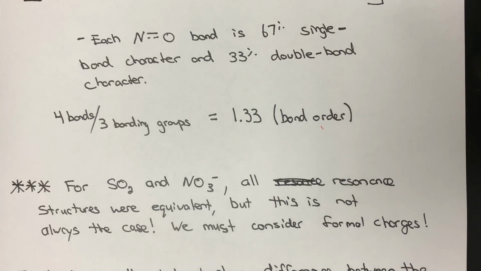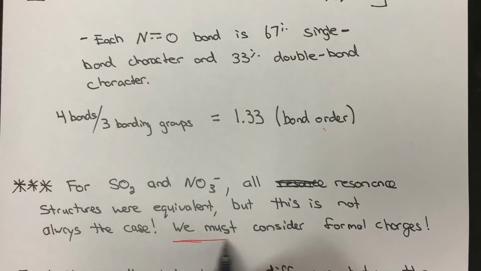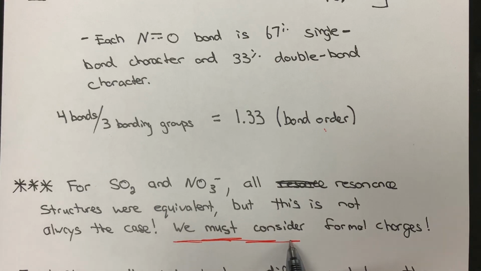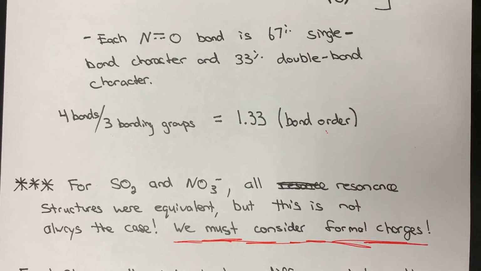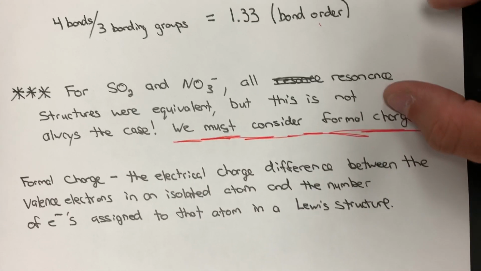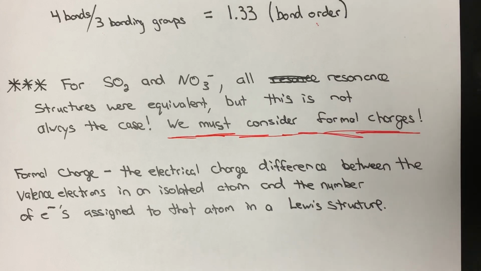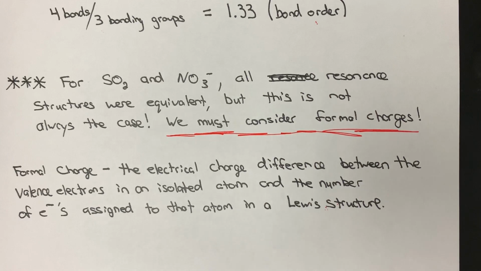Sometimes there is a best Lewis structure that we can have, and to evaluate Lewis structures to figure out what represents the likely true nature, we have to consider these things called formal charges. When we talk about formal charges, this is the electrical charge difference between the valence electrons in an isolated atom, so just looking at the atom by itself, and the number of electrons assigned to that atom once it's engaged in chemical bonding, and we've actually drawn it in a Lewis structure. This definition will become a little bit clearer as we work our first example, okay?